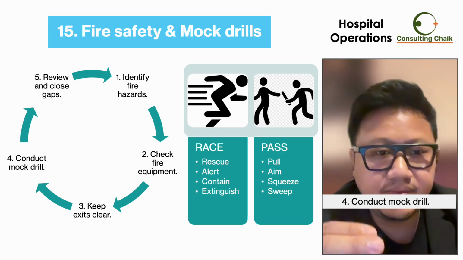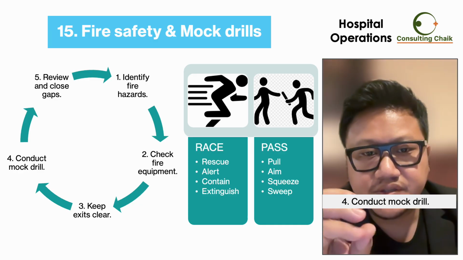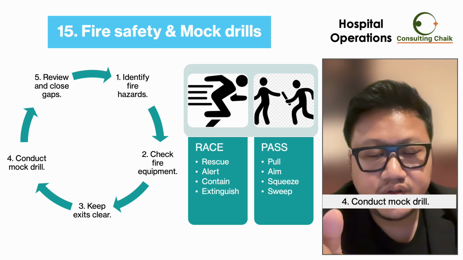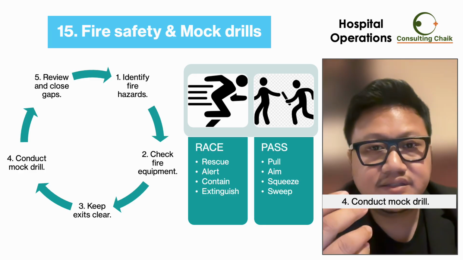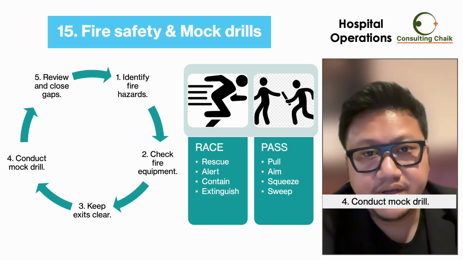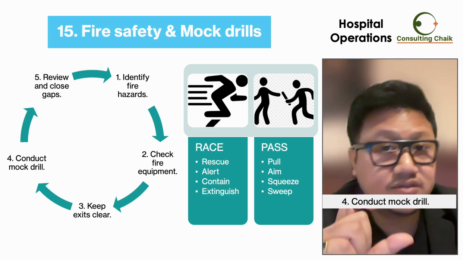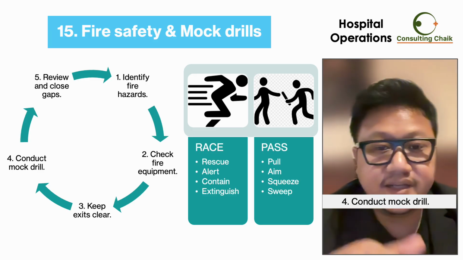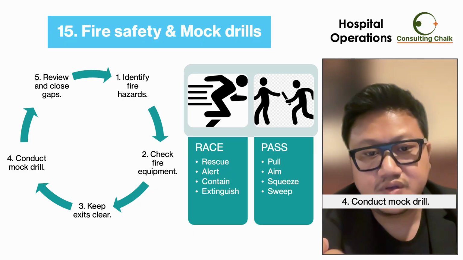RACE, I'll not go deep into that. RACE is rescue, alert, contain, extinguish. PASS is how you extinguish the fire, how you use the fire extinguisher. PASS is pull the pin, aim at the base of the fire, which is very important, then squeeze the lever and sweep side to side. Okay.